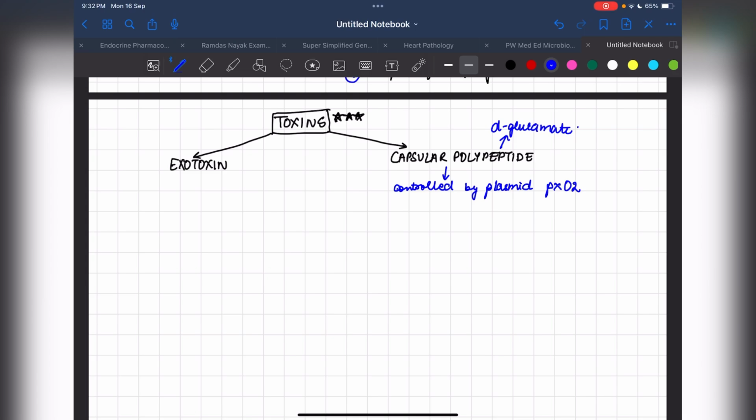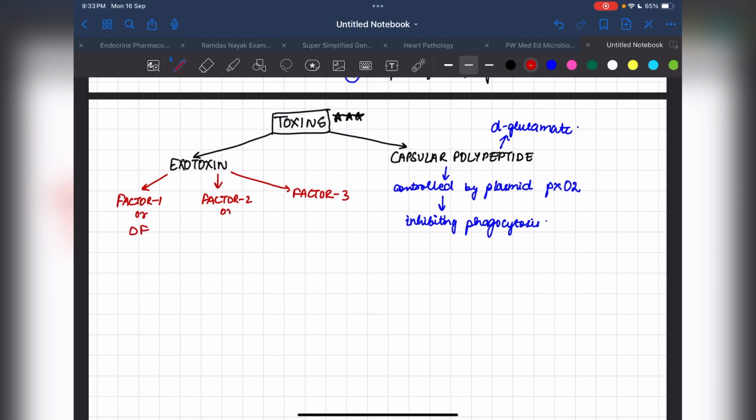Okay. And what it does is that this capsular polypeptide will be inhibiting phagocytosis. Now coming on to exotoxins. These exotoxins are actually having three factors: factor 1, factor 2, and factor 3. Factor 1 is also known as EF or edema factor. Factor 2 is also known as PA or protective antigen. Factor 3 is also known as LF or lethal factor.